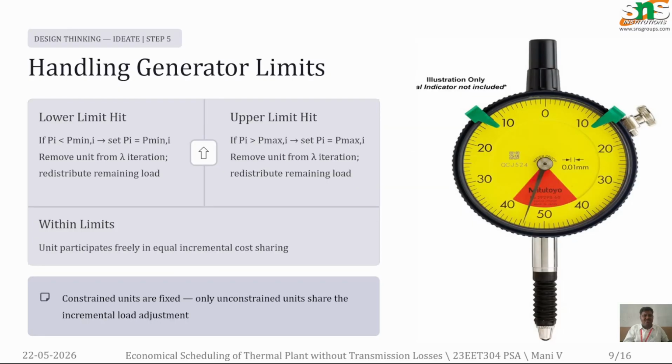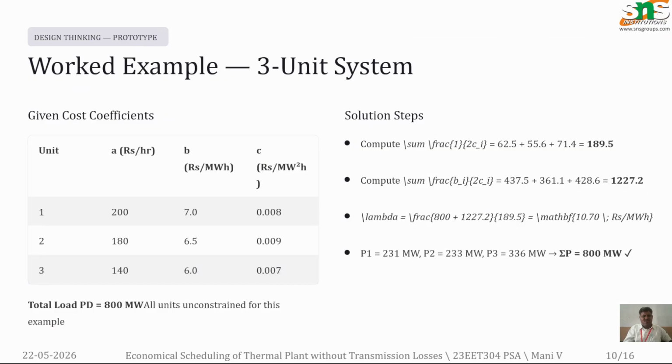Now the handling of generator limits. If the generated power is less than the minimum, we set it to the minimum and remove that unit from the lambda iteration. If the generated power is greater than the maximum value, we set the generated value to the maximum. So each unit should operate within its limits. These are the constraints to be followed.